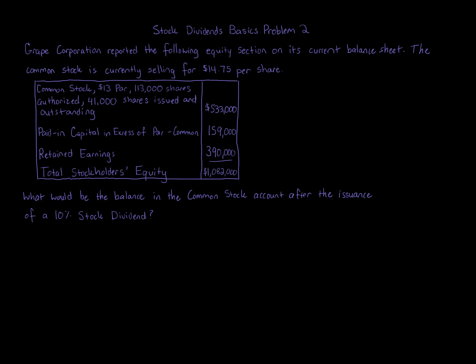Common stock, $13 par, 113,000 shares authorized, 41,000 shares issued and outstanding, $533,000. Paid in capital in excess of par common, $159,000. Retained earnings, $390,000. Total stockholders' equity, $1,082,000. What will be the balance in the common stock account after the issuance of a 10% stock dividend?